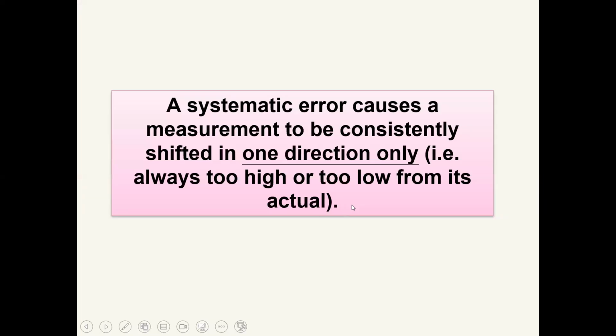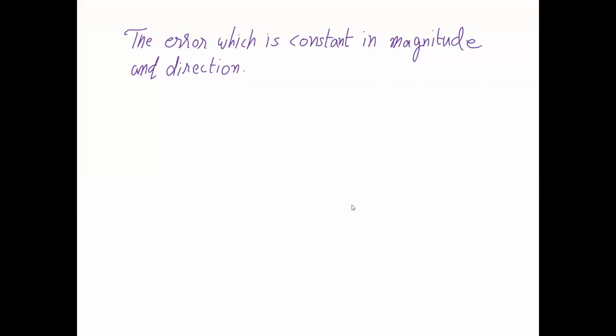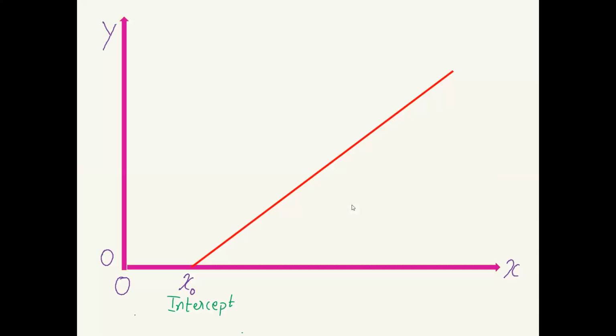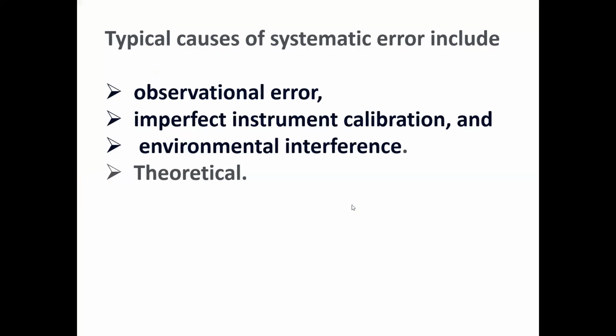What is a systematic error? Systematic error is an error which is fixed in number, and either it is on the higher side or on the lower side. This error is constant in magnitude and direction, and graphically it appears as an intercept. So when there is a systematic error, the graph will show an intercept.